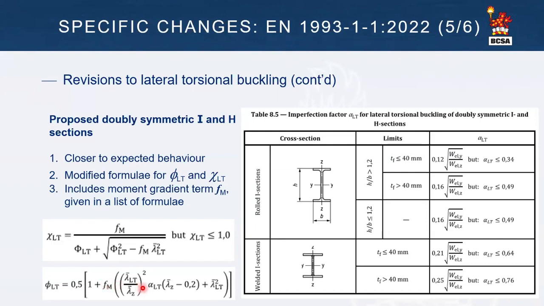You should also note that now in this bracket it appears lambda bar z, not lambda bar LT as before, so you have to be careful with the values that you input. As a general comment, you will be expecting lower resistance for lateral torsional buckling compared with the current provision. Depending on the cross section, the new resistances can be of the order of 85% of the current predictions, which is quite significant.